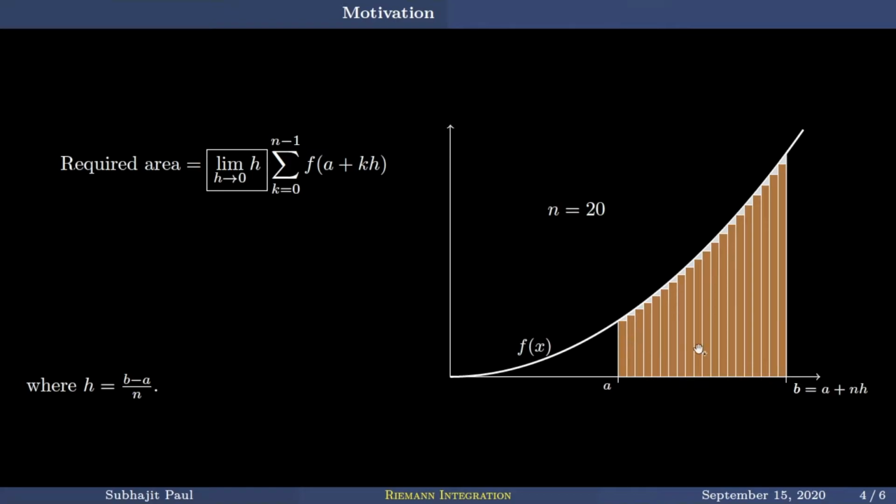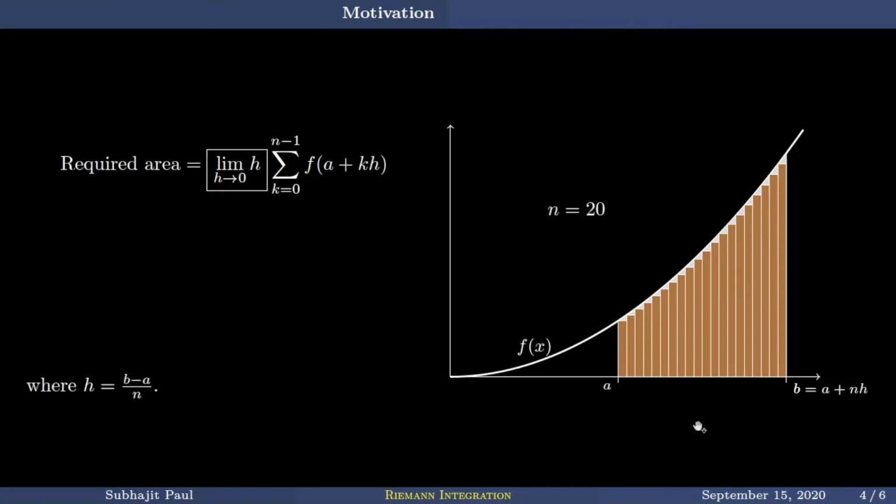Now, this is our idea. What Archimedes did with the circle, approximating it with triangles, here we are approximating a given area by rectangles. Okay, so now let us mathematicize whatever we have done so far in this part.